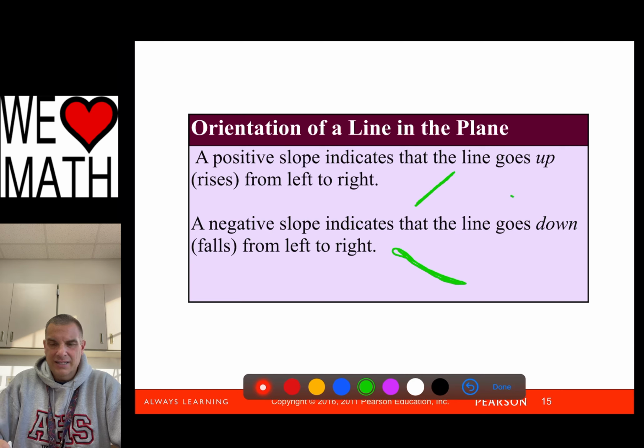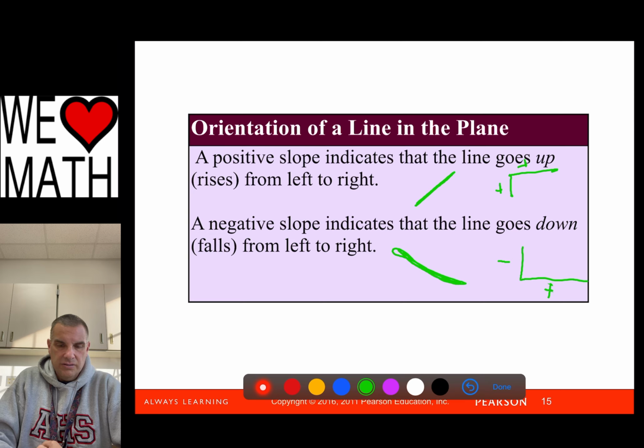I kind of say this is up and over, this is down and over. Because this is positive and positive, this is negative. Let's get rid of that. This is negative and positive. So negative over positive makes a negative.